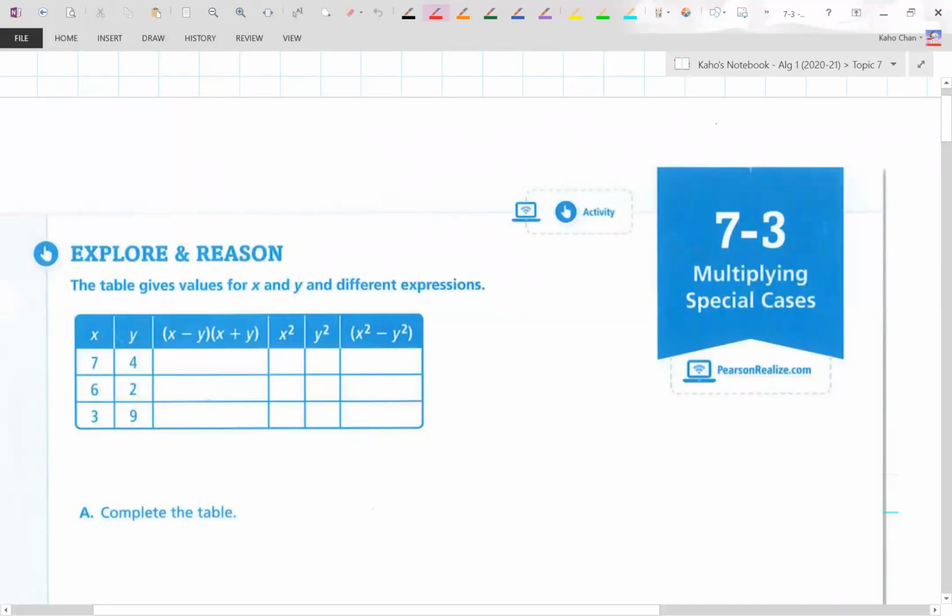Opener: the table gives values for x and y and different expressions. We're going to be seeing what happens when we multiply certain binomials together. We have 3 rows of functions. They give us some x's and y's to plug in and see what happens. So we have x minus y times x plus y in the third column. Let's plug that in: 7 minus 4 and 7 plus 4.